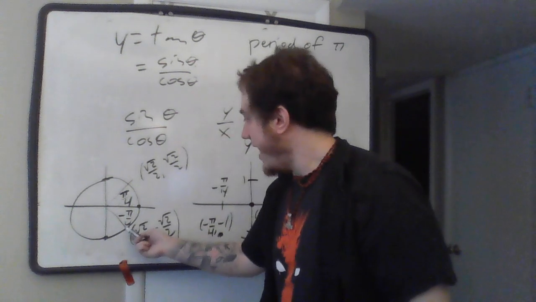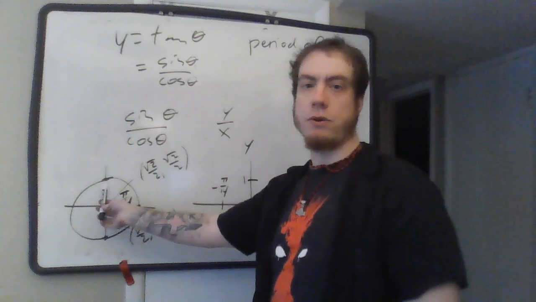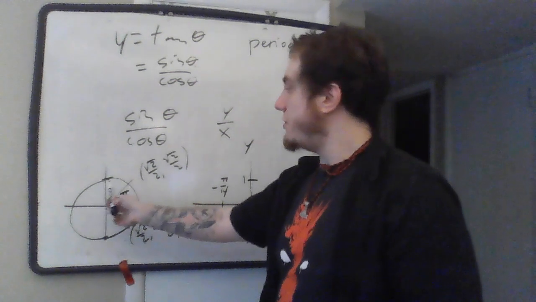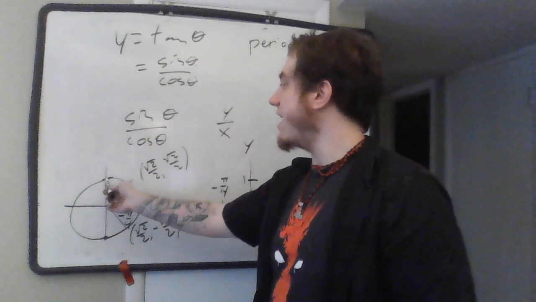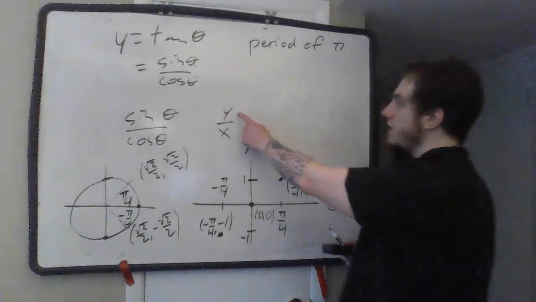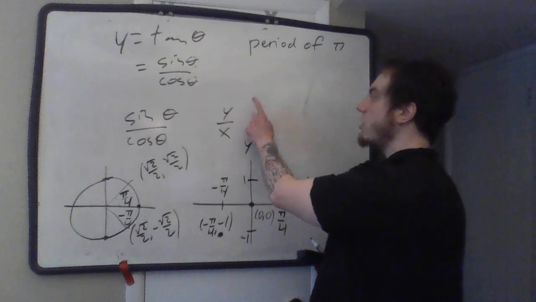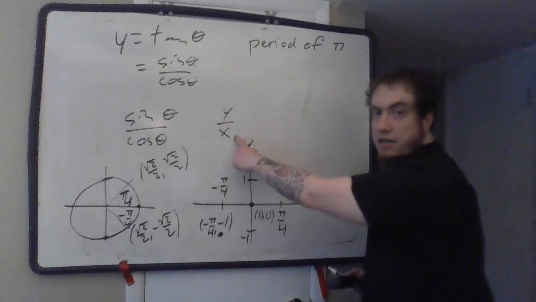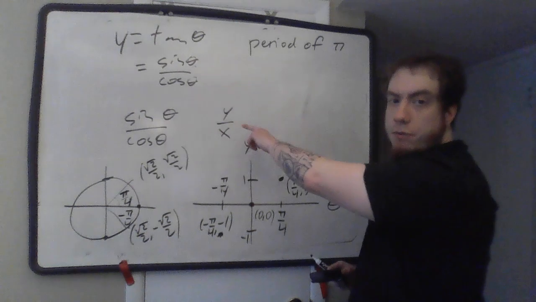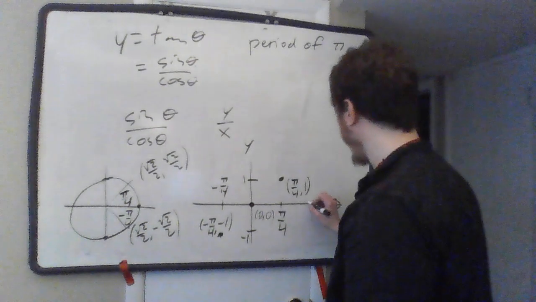Now, let's do the top half first. As I keep increasing this angle towards pi over 2, the y value is approaching positive 1, and the x value is getting close to 0. In other words, the numerator is getting close to 1. The denominator is getting close to 0, but they're both positive. And that means the fraction is blowing up towards positive infinity.